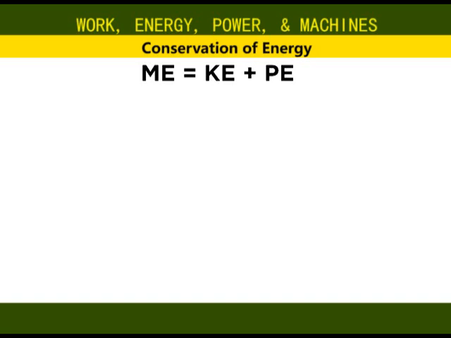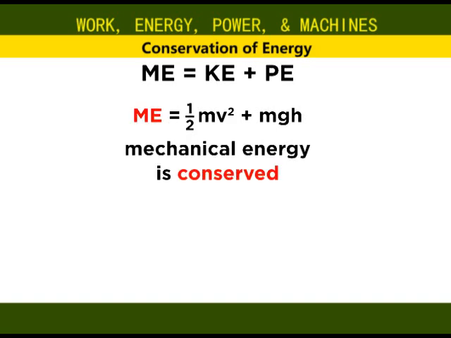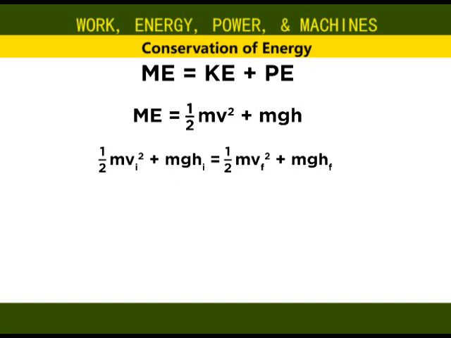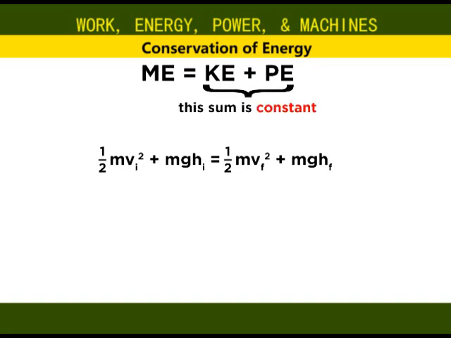This can be expressed using this equation. If mechanical energy is the sum of kinetic energy and potential energy, which are in turn represented by these equations, and this value is conserved, then a half mv squared initial plus mgh initial is equal to a half mv squared final plus mgh final. It shows the sum of the potential energy and kinetic energy of systems like the pendulum will be the same at each time in its motion.